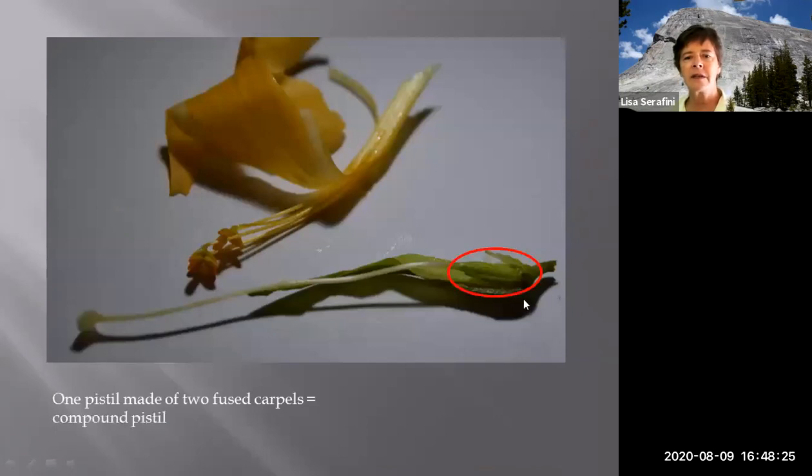And if we look at this, this is a monkey flower. Here's the petals, etc. And this is the ovary. Here's a long style, and the stigma is over on the left end. And this is a compound pistil, because if we cut it open, we'll see that it's actually made of 2 carpels fused together.